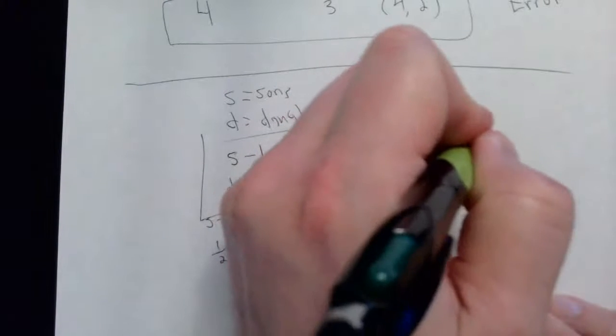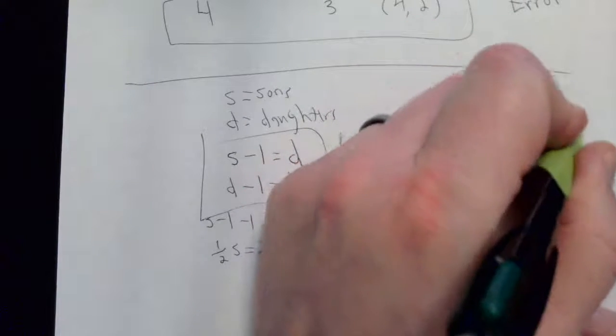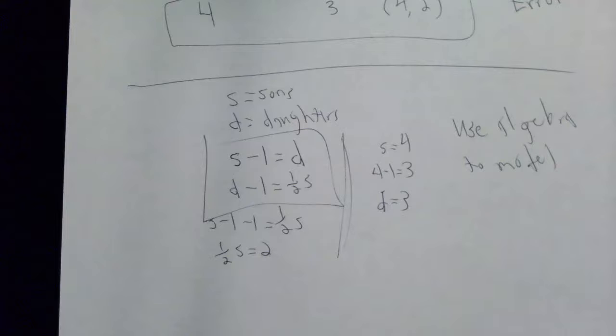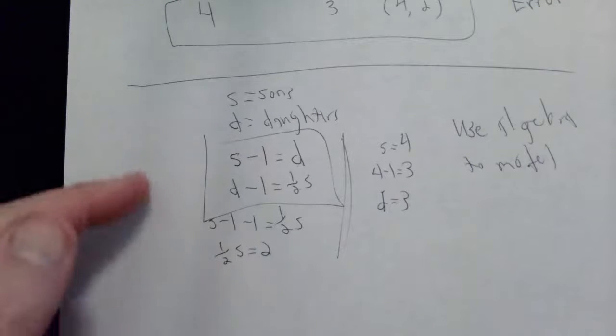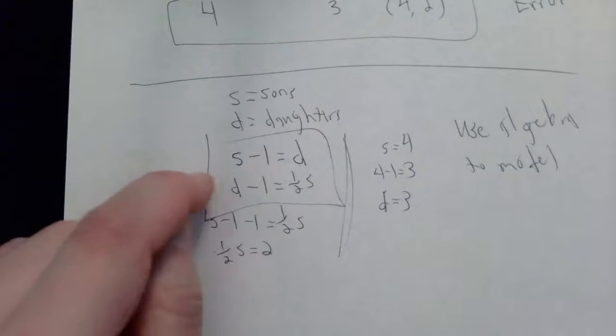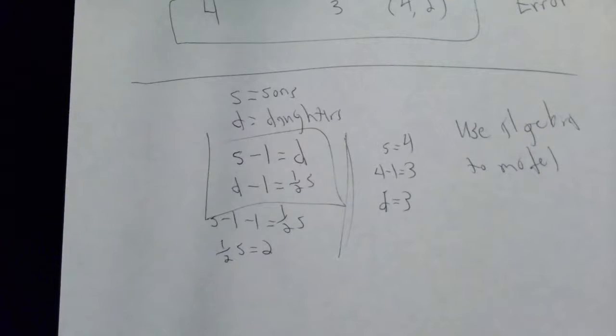This is using algebra to model the problem. But I think trial and error is easier than doing this. I haven't flipped around the first time I did it what this equation should look like because in my head I had daughters and sons mixed up. So I like trial and error. I think it gets you there faster. But there's 2 ways to solve this zany problem.